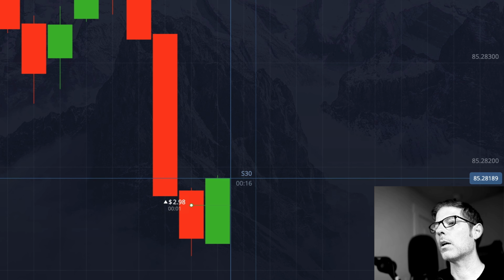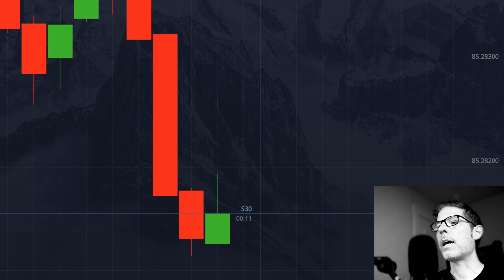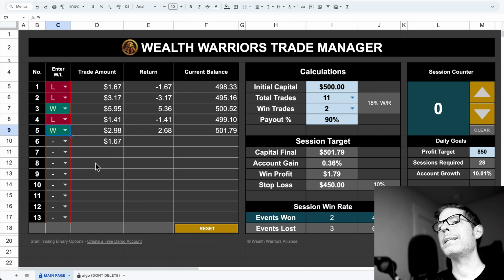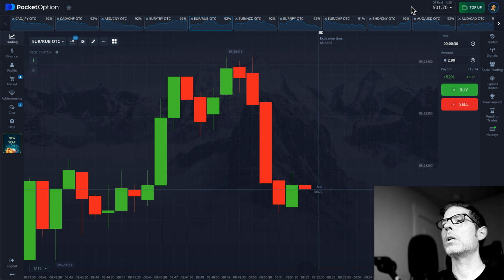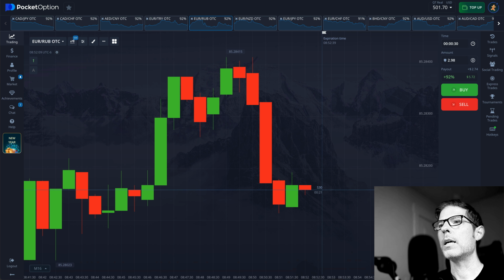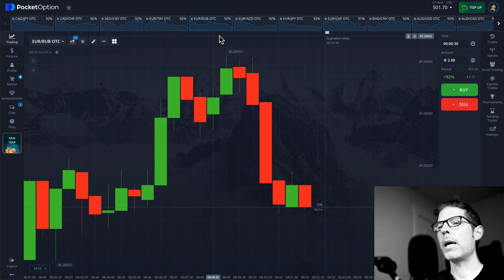2 more seconds to go, and we have won this session, and that is awesome. So let's go back over here and mark this as a win. So it didn't take us that long. It only took us 5 trades to have a winning session. We didn't make $1 million, guys. We made like $1.70. And another reason is because I had the payout set to 90%, which is there to cover any slippage from the payout amounts for these different assets inside Pocket Option.